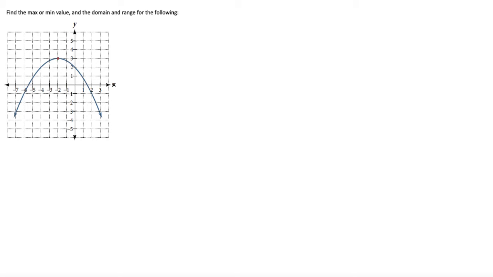The maximum is going to occur at the vertex. You notice that there is no minimum. Remember, these arrows keep pointing down, so it just keeps going down forever. Remember, infinity does not count. So we know that this has a max.